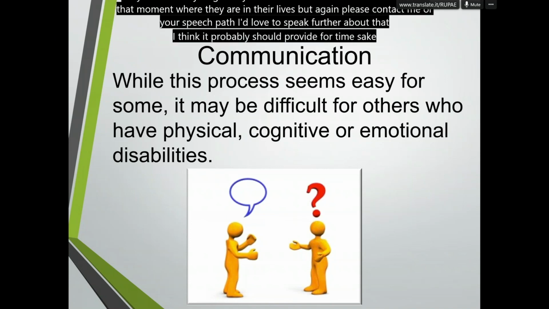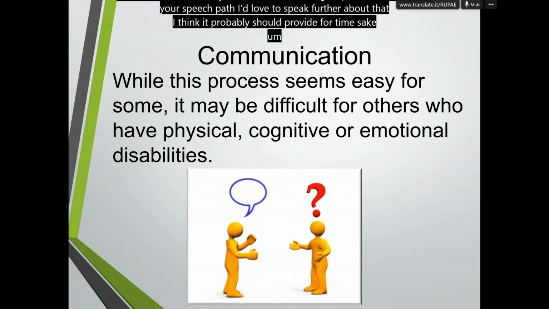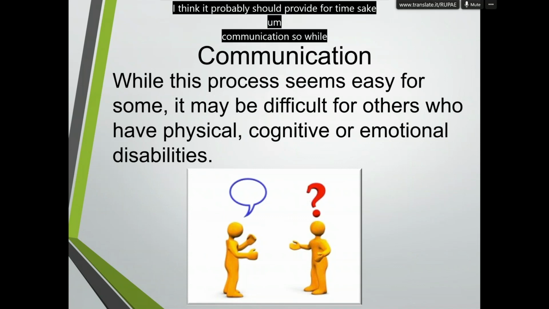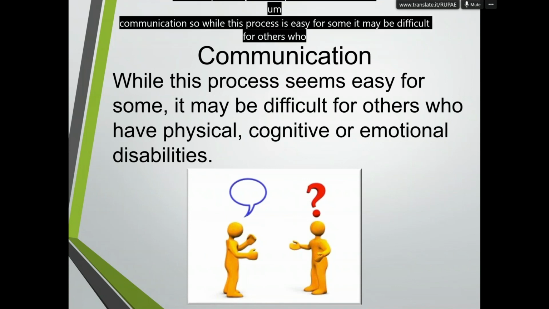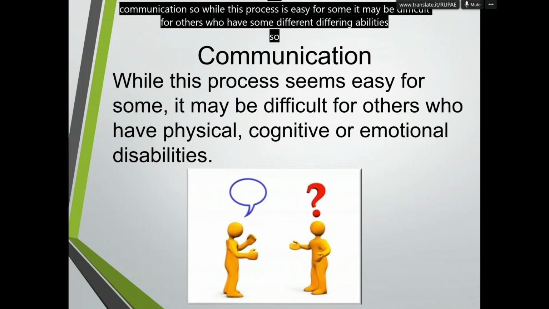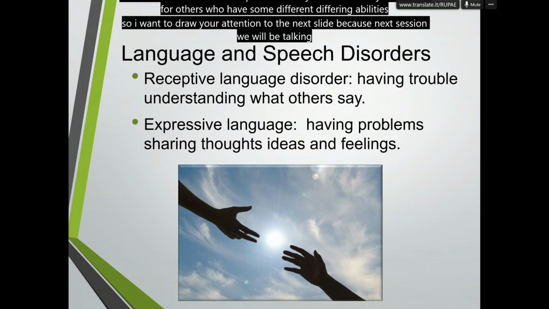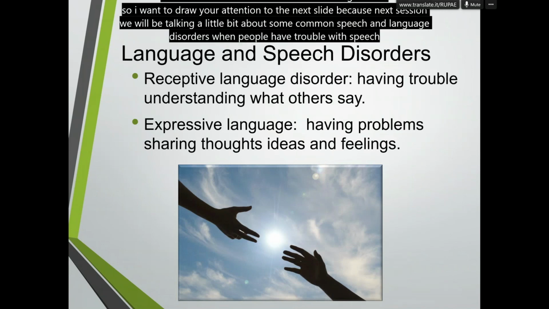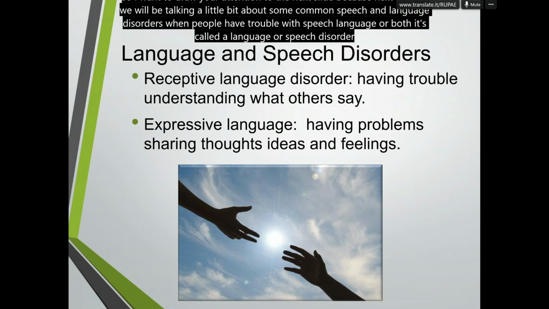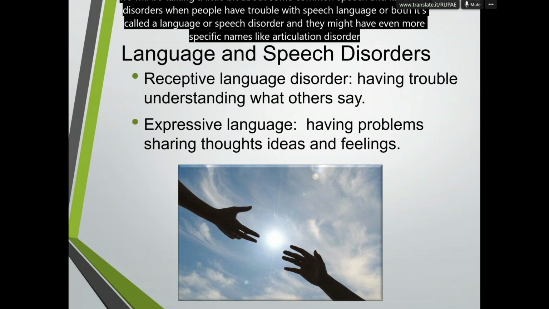Communication. So while this process is easy for some and maybe difficult for others who have some differing abilities, I want to draw your attention to the next slide, because next session we will be talking a little bit about some common speech and language disorders. When people have trouble with speech, language, or both, it's called a language or speech disorder, and they might have even more specific names like articulation disorder or fluency disorder.